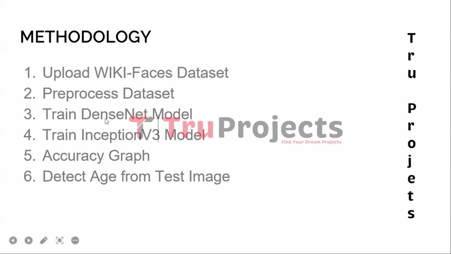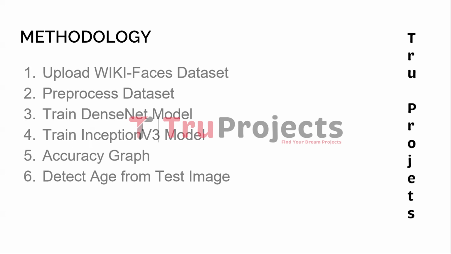The third module is Train DenseNet model. The purpose of this module is to train a DenseNet model for age prediction. It involves defining a DenseNet object, a deep learning architecture specifically designed for feature prediction in convolutional neural networks. The model is trained using the training subset of the dataset. The trained model is then applied to the test data to calculate the accuracy of age prediction.